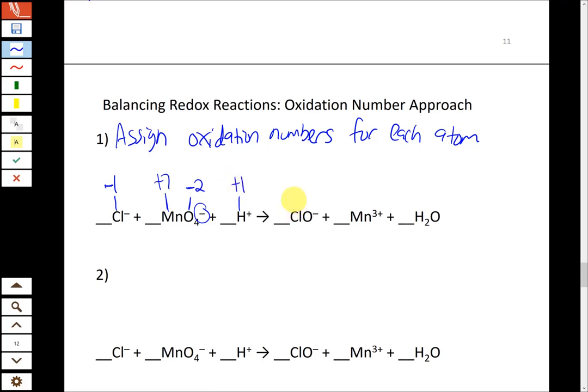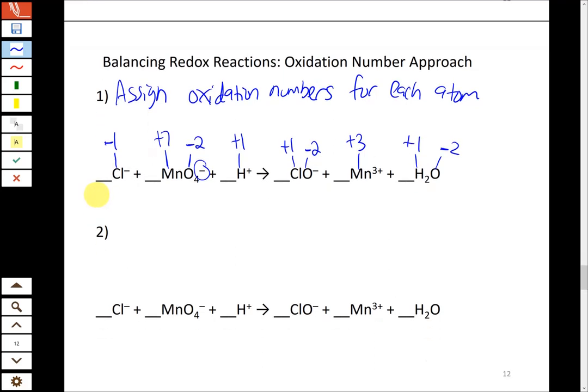ClO minus, another one that's not terribly straightforward, but we have oxygen in a covalent compound makes it -2. So we have a -2. The overall sum has to be -1 because that's also the charge of that ion, so chlorine has to be +1 in this case for those to add up correctly. So +1 from chlorine, -2 from oxygen adds up to -1. Manganese +3 is an ion by itself, so it's just going to be the charge. And then what we have for water is our old friend, which is -2 for oxygen, +1 for hydrogen. Okay, so those are all the oxidation numbers. That's the first thing we have to do. There's not really a shortcut around that.